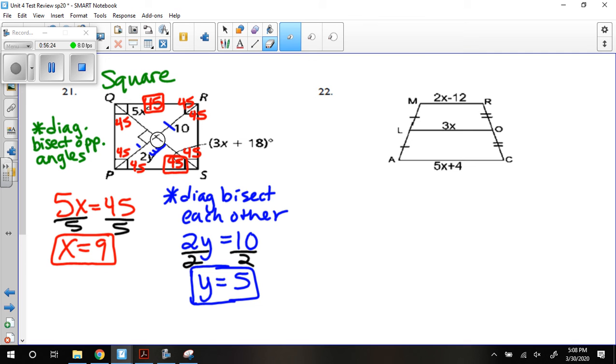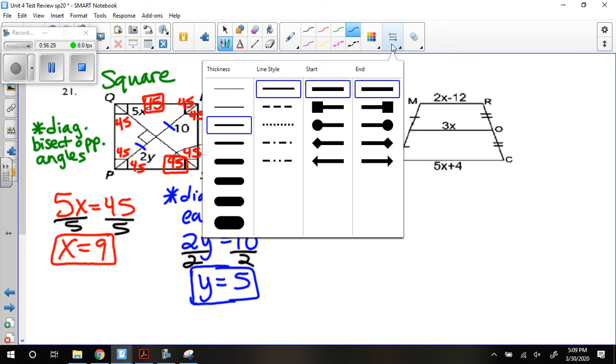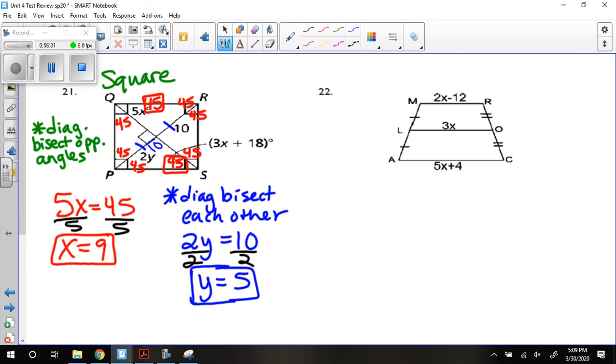Let me rewrite that, you can't really read it. Okay, so I had a tick mark here. Let me get my skinnier line. This segment is also 10.